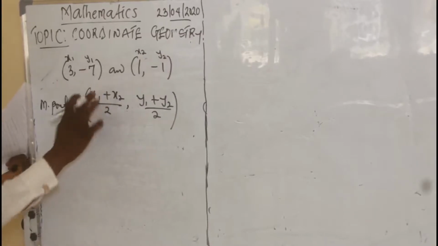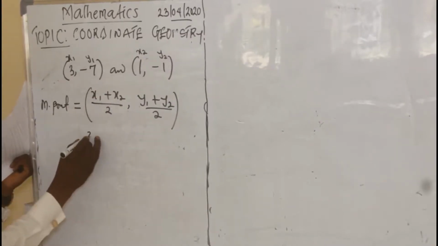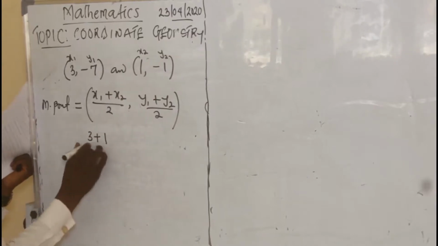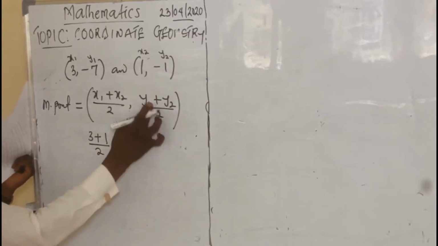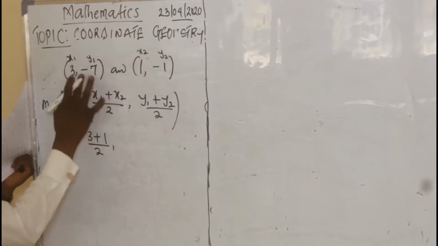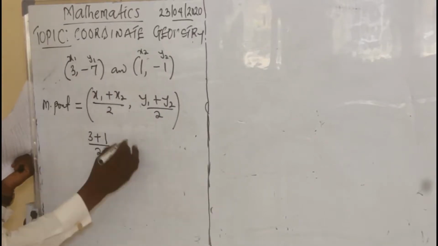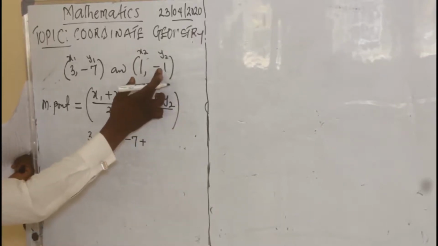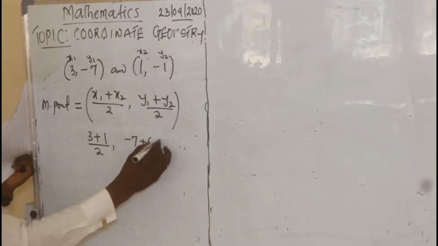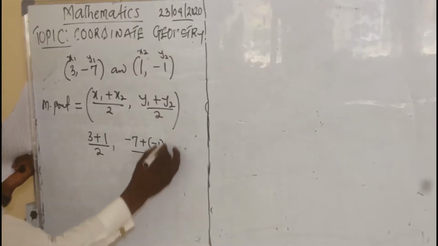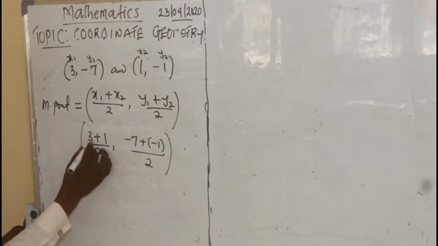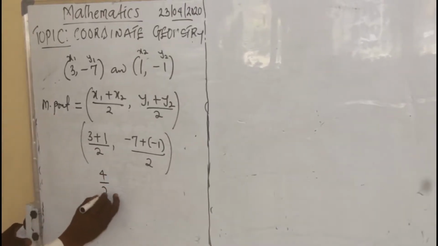Substitute it back. What is our x1? 3. Plus, what is our x2? Do you see it? Over 2, comma. What is our y1? It's -7, not 7. It's -7. Plus, what is our y2? -1. So it's going to be like this, go? All over what? 2. I know what confused you there. I just substitute it direct, right? So now, 3 plus 1, 4 over 2, comma.